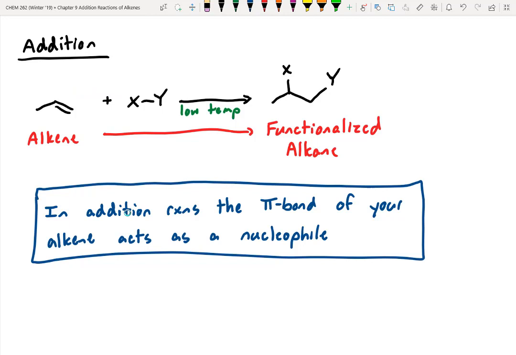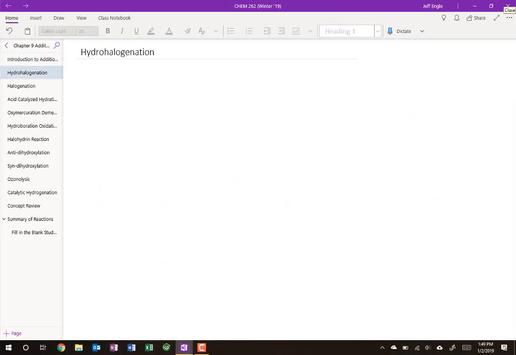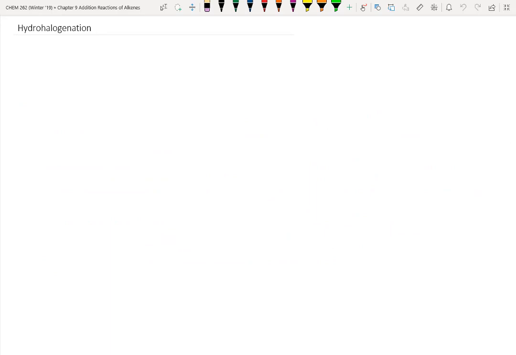Any questions so far? All right, so we'll start with the easy one. First one we're going to look at is called hydrohalogenation. And just like before, we're going to have some sort of alkene, which I stated was our nucleophile. That means it has high electron density. And in this reaction, we're going to treat this with hydrobromic acid, or HBr. However, I did want to make a note of this, that this also works with HCl or HI.